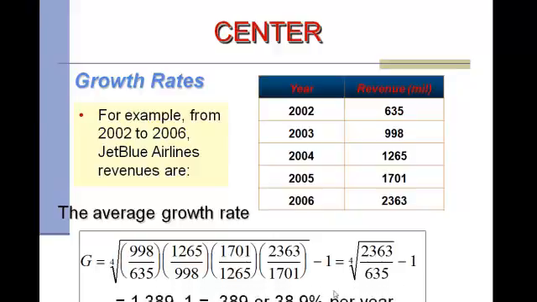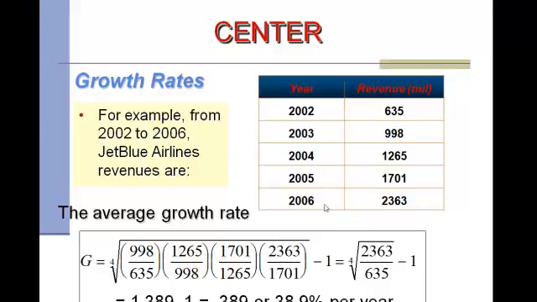And, oh, there it is. I do have the answer. It comes out to be the fourth root of this fraction, which is 1.389. You subtract 1, and then you get an answer of 0.389. Turn it into a percent by sliding that decimal place 2 places to the right. And you get that the average rate of growth for JetBlue Airlines was 38.9% per year.